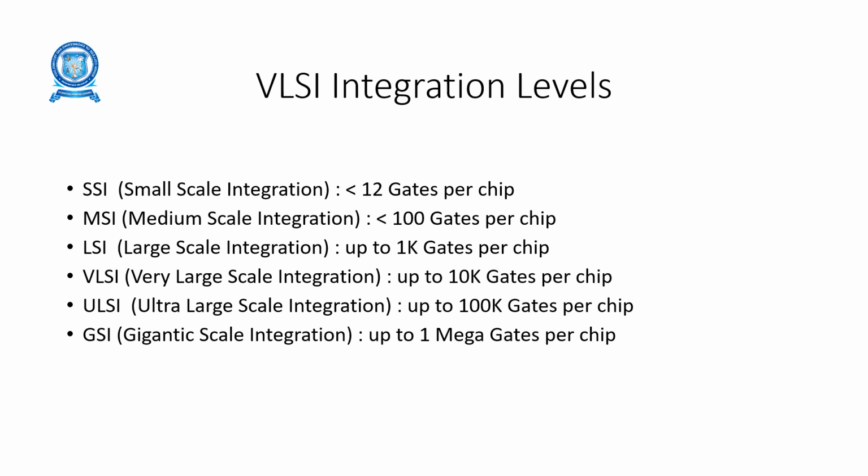Next one, ULSI, ultra large scale integration. In the ultra large scale integration, we are using in the single chip up to 100 gates. Last one, GSI, gigantic scale integration. In the gigantic scale integration, up to 1 mega gates are used in a single chip.